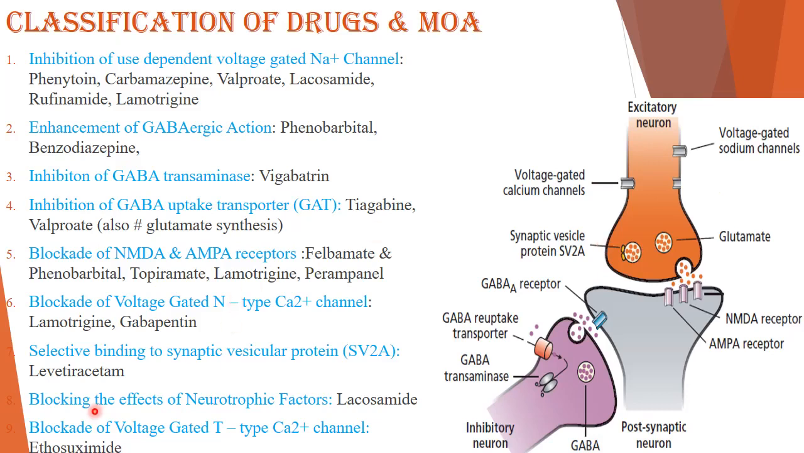Okay, next one is blocking the effects of neurotropic factors, which are responsible for the excitation of the neurons. That is why by this drug, this excitation of the neuron will be blocked. Blockade of the voltage gated T-type calcium channel. One small calcium channel exists in the postsynaptic neuron here, which is activated by a small current. Now this calcium channel can cause the excitation of this kind of receptors. In this picture it's not available. Here in the postsynaptic neuron it exists. Okay, so these drugs will block this one.